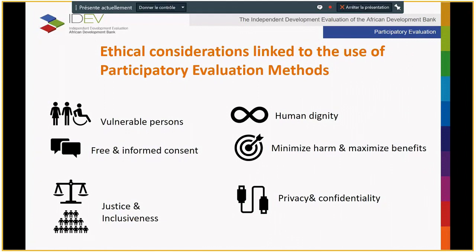Justice and inclusiveness, again, relates a little bit to the awareness about the power differentials. We need to ensure that the process does not discriminate at all. Maximizing benefits and minimizing harm is very important.